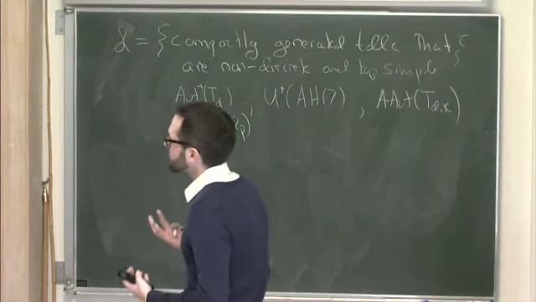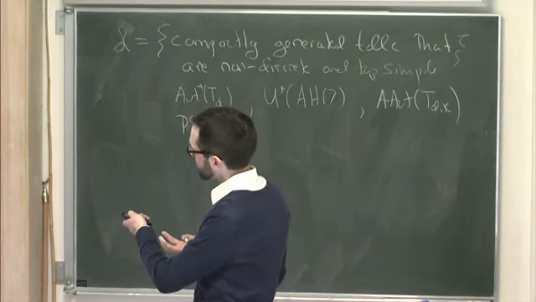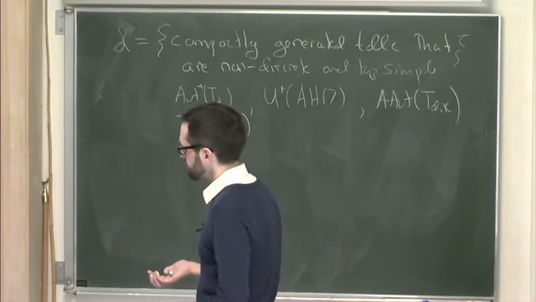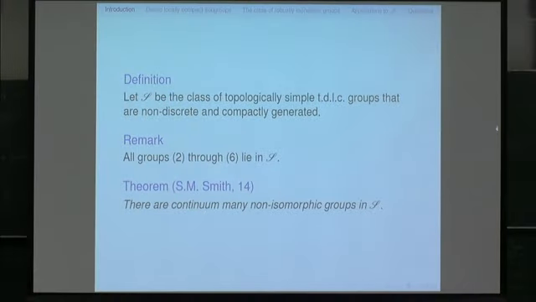And there's many groups in S, these disconnected guys. And the fact is, this is very constructive. He writes down very explicitly what these things look like. Talking about simple groups? Yeah. So he gives continuum many non-isomorphic groups, which are topologically simple, non-discrete, and compactly generated. Right, yeah, so the thing here is the non-discrete, right?